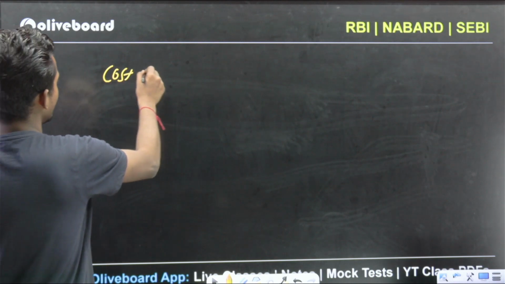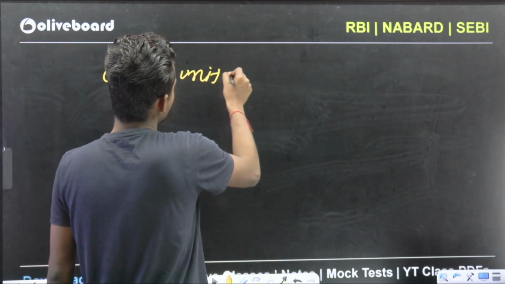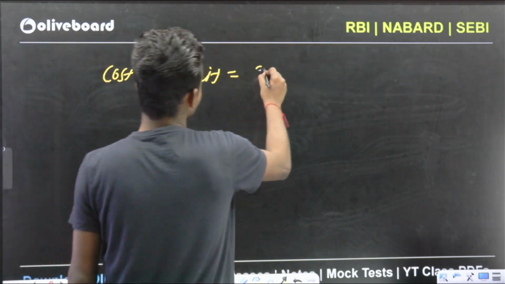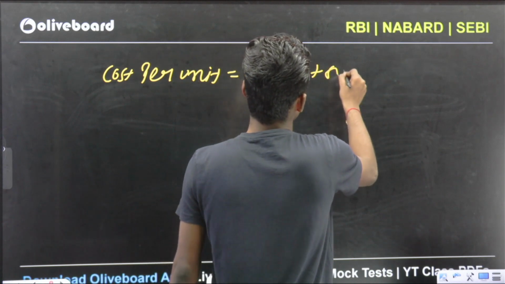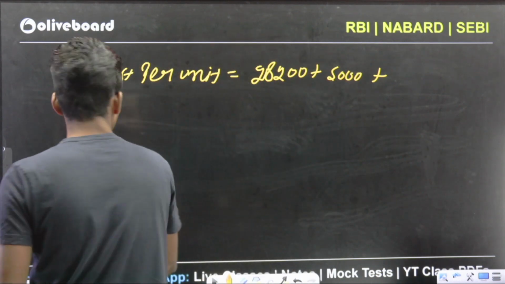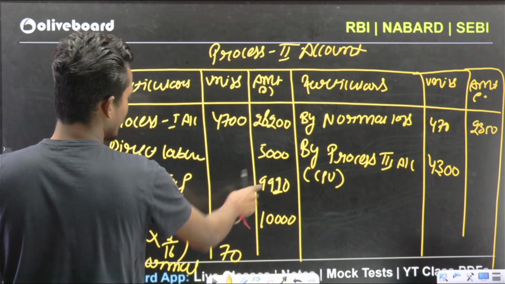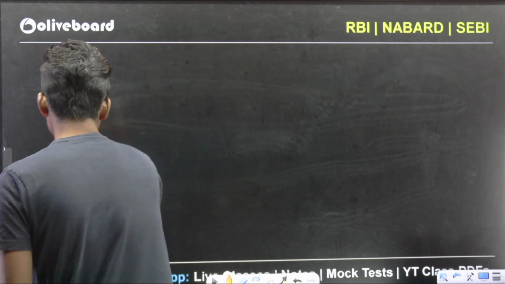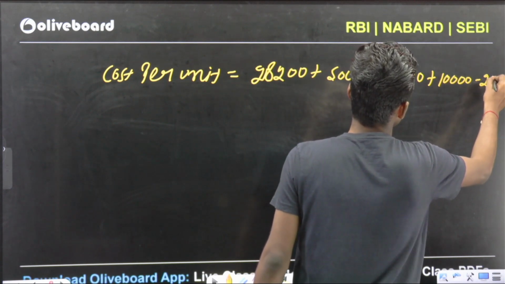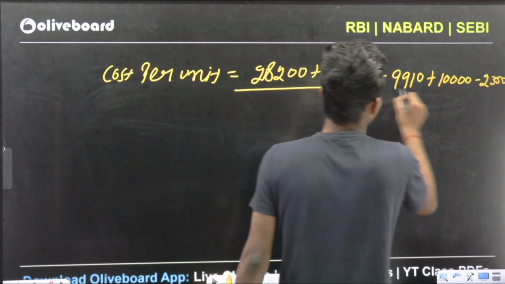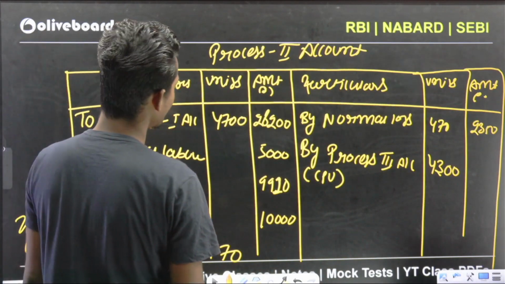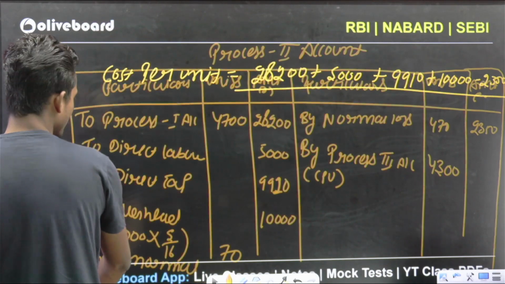So for that purpose, what do I have to calculate, sir? Again I have to calculate the cost per unit, and for the calculation of cost per unit I can simply add 28,200 and 5,000. After that I have to add 9,910 and 10,000. Then I reduce the scrap value that I have received, and divide by the total units I am producing, 4,700 minus 470 units.